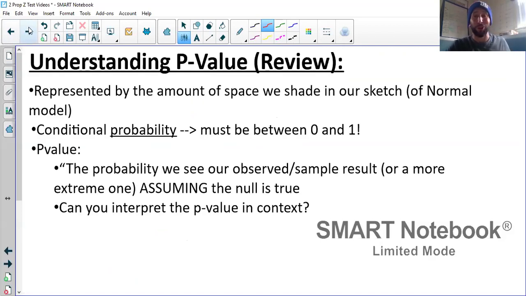Right, about the sketch. So, understanding p-value. This hopefully now is review. So remember, p-value is a probability. It's a conditional probability. It's the probability we see some observed statistic, or in this case, an observed difference, a sample difference, if the null is true. All right, so it's a conditional probability. Since it's a probability, it's always going to be between 0 and 1. All right, nothing new there.